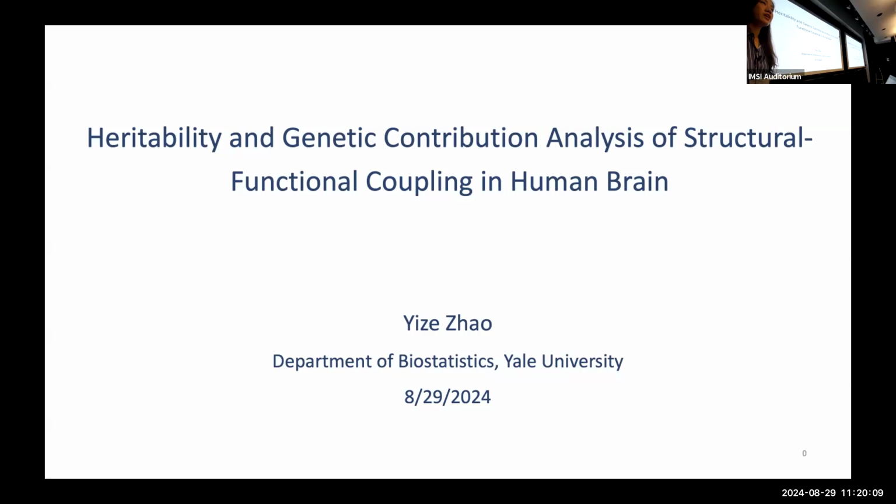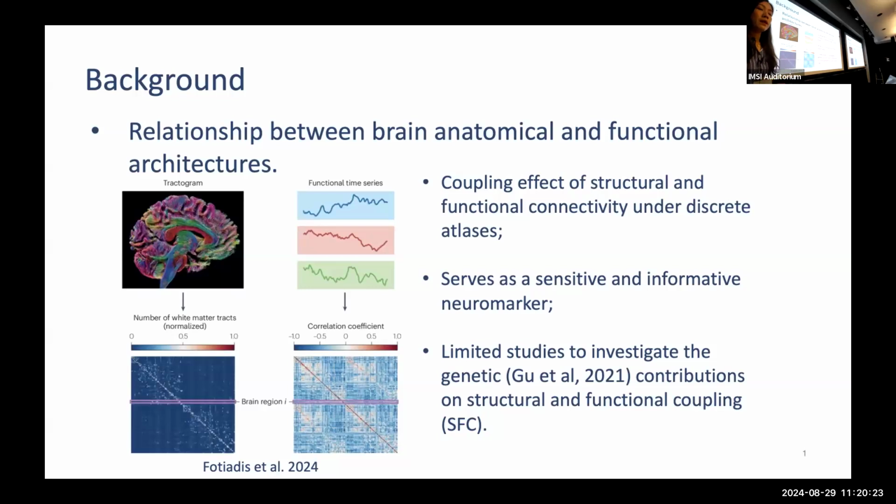Today I want to briefly share some of our recent work on heritability and the genetic contribution analysis of structural and functional coupling of the human brain. The background is that lots of interest has been generated recently in studying the relationship between brain anatomical structure and functional architectures. Generally, people believe the structure of the brain constrains and partially shapes the neural activities and the functional connectivities. Meanwhile, those functional architectures also in turn partially determine the brain structures.